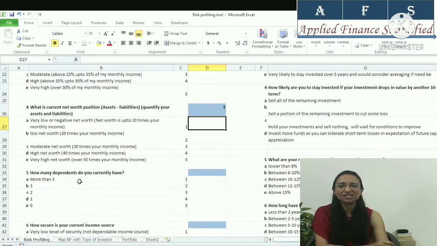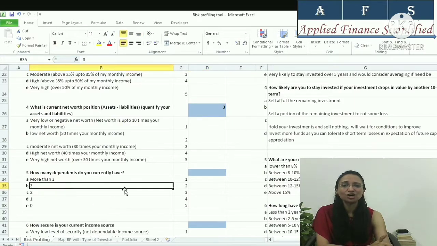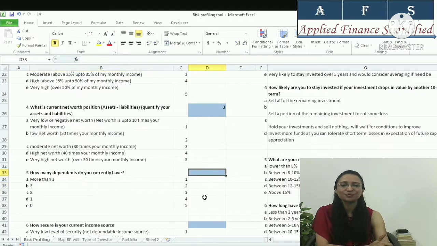Let's move on to the next question. How many dependents do you currently have? So based on the number of dependents you will have to select the score. In case of Mr. Raj, he has 3 dependent members, so he scores 2.